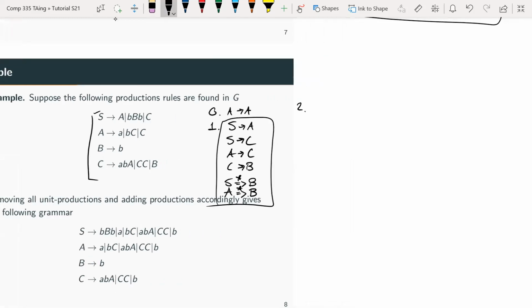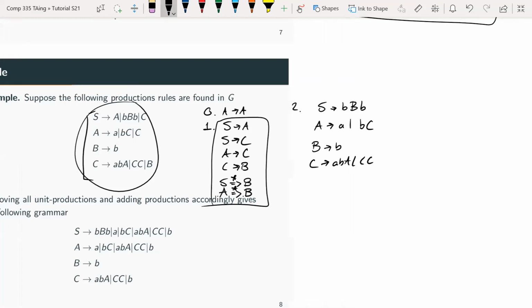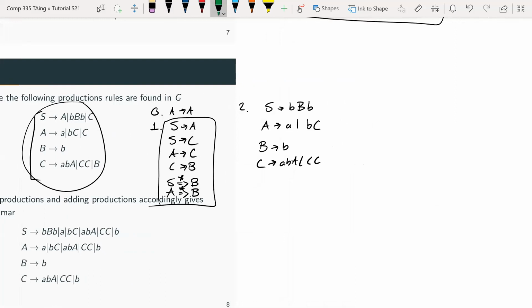And then the second step is essentially to copy all of the non-unit productions from G to G prime. So that's what I'm going to do. S is going to give me BBB. A is going to give me A and BC. B is going to give me B. C is going to give me AB, A, and CC. And that's it, right? So now what I can do is, for each unit production, add the corresponding non-unit productions from G prime.